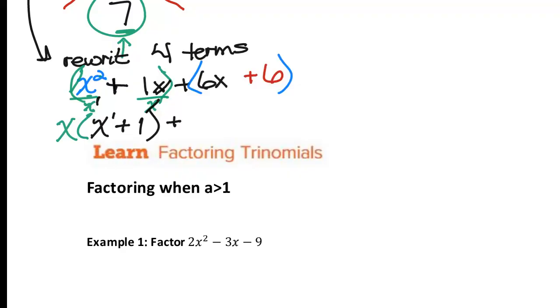As I look at the next one, 6x plus 6, what's the greatest common factor there? 6, right. I can't take out an x because there's no x back here. So 6 is your greatest common factor. 6's simplify out. You get x.